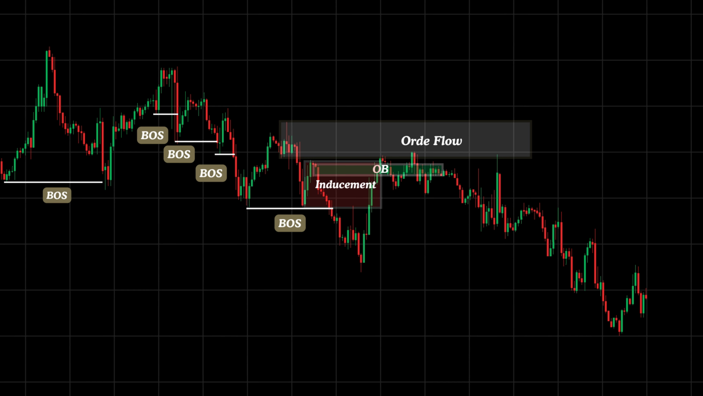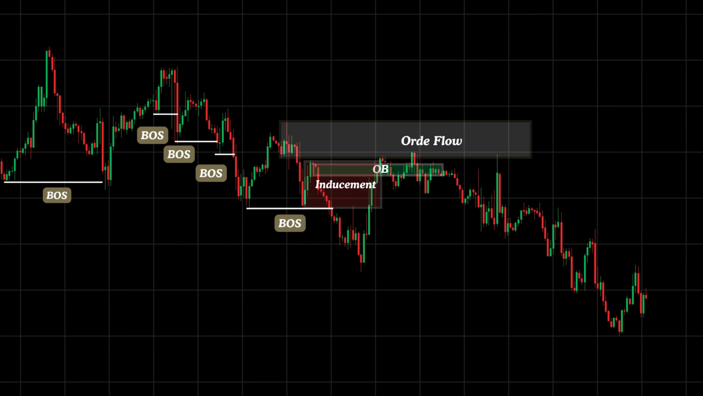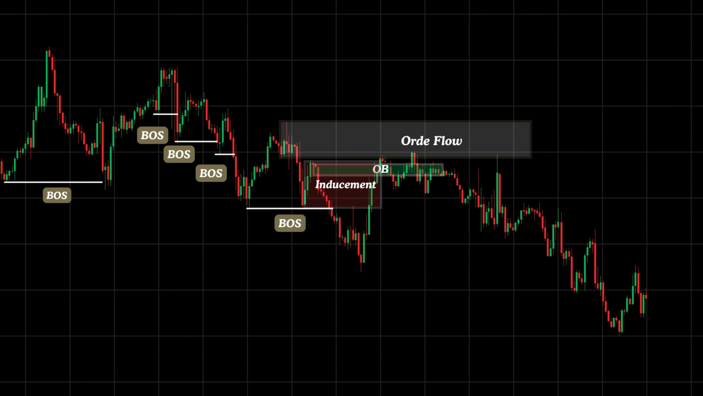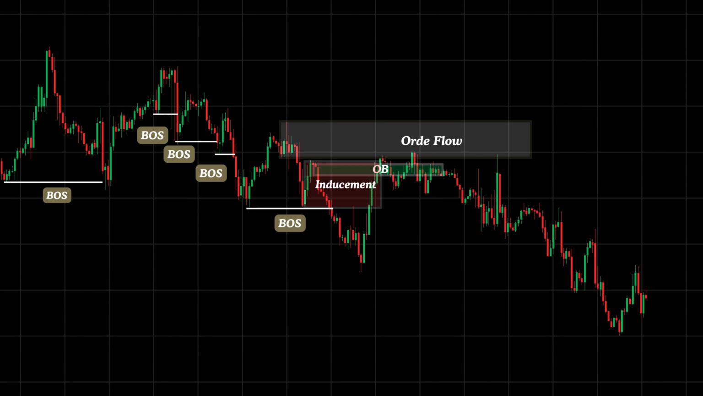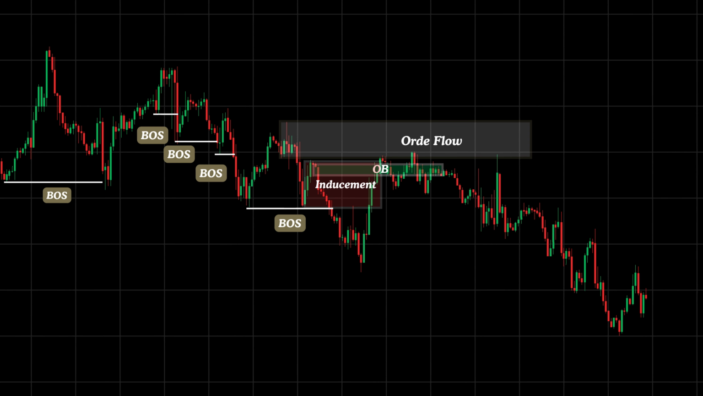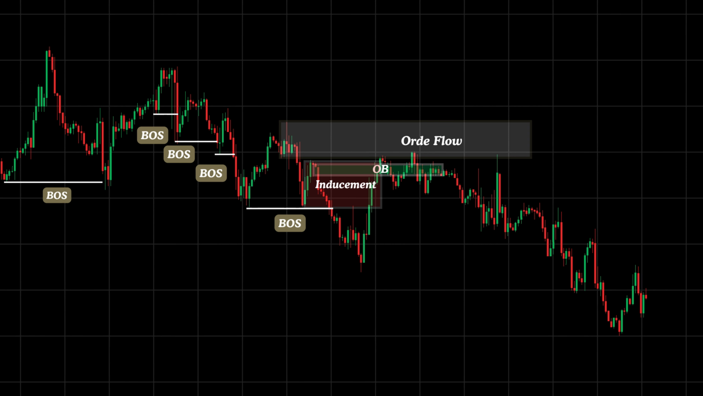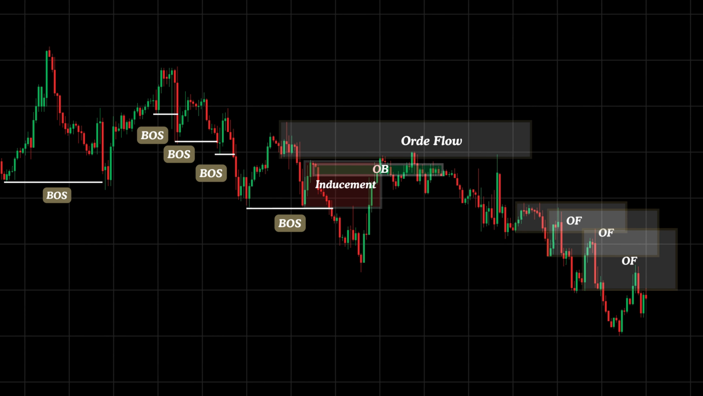However, in this case, price didn't respect the second order flow, it acted instead as an inducement. This was likely because a more extreme, unmitigated order flow existed just above it. Price was likely aiming to grab the liquidity resting above that level before continuing. At this stage, we've developed a strong ability to identify order flows on the chart with confidence.